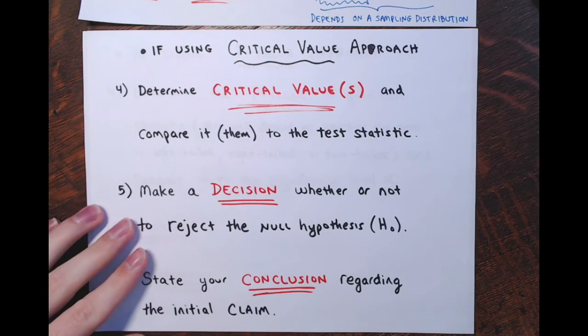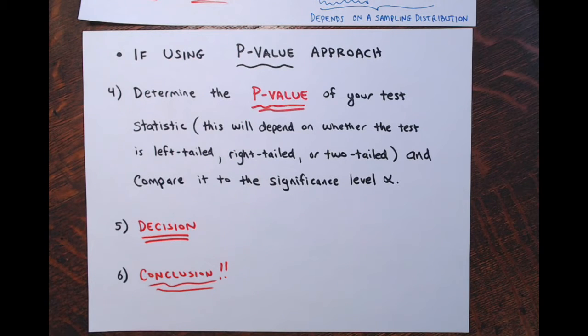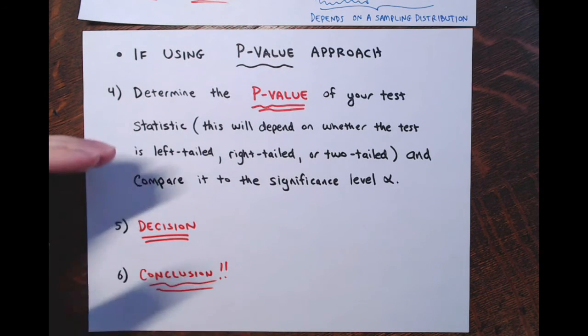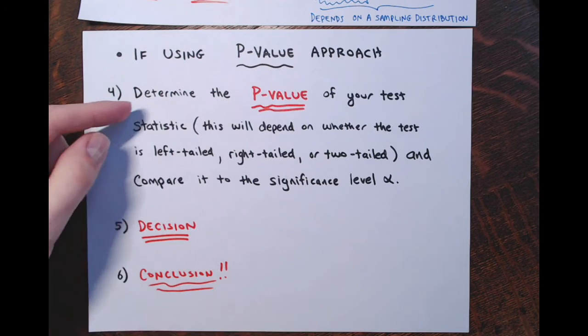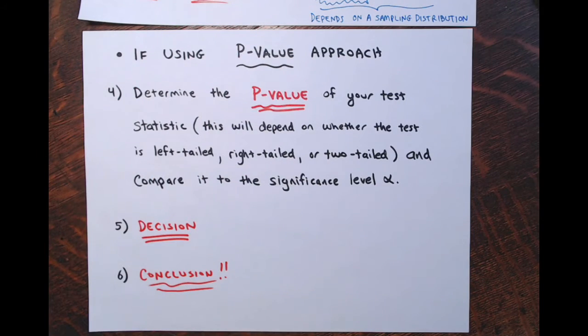Now, if you decide instead to use the p-value approach, it's pretty similar, but instead of finding critical values, you're going to be determining the p-value of your test statistic. And like critical values, the p-value will depend on whether or not the test is left-tailed, right-tailed, or two-tailed, and we'll get into that in another video. How do you determine that?